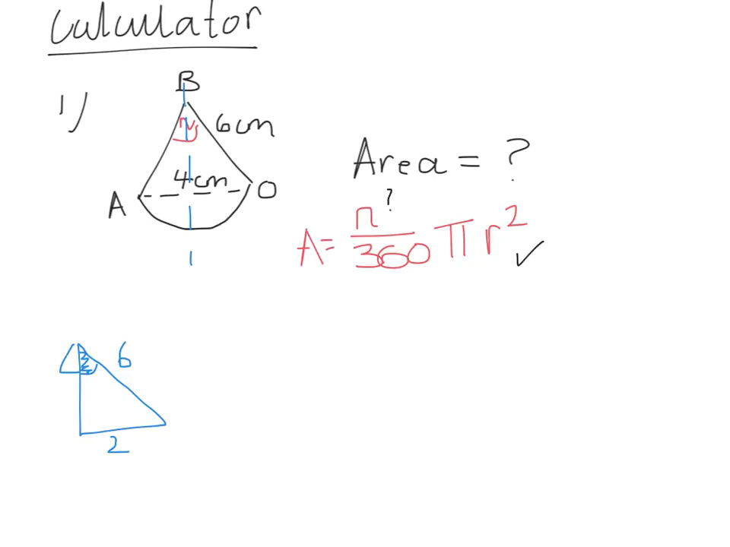So to work out this angle, let's just call it angle X for now. Okay, we can use SOHCAHTOA. Once you've got the value for X, times it by 2, and then that can give you your value for N to put into the formula.